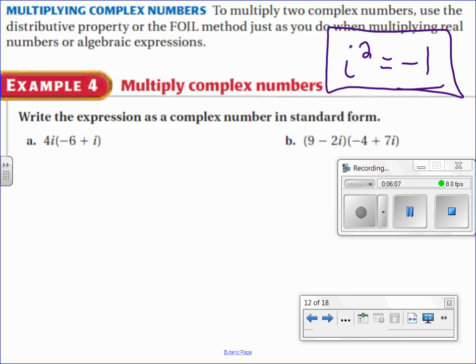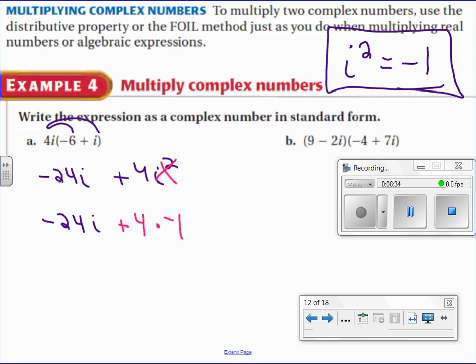All right, so 4i times -6 is -24i. These i's behave just like variables would. And then 4i times i is 4i squared. Whoop, whoop, whoop. There's an i squared, everyone. What do we do with i squareds? We replace them. So basically that i squared gets replaced with a -1.